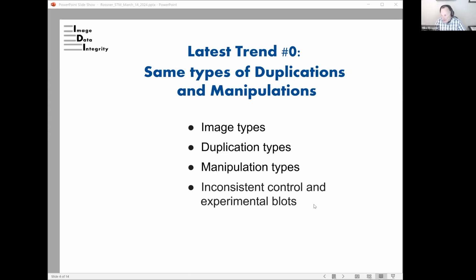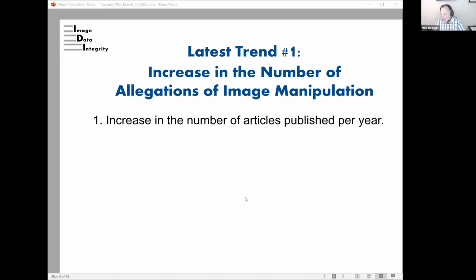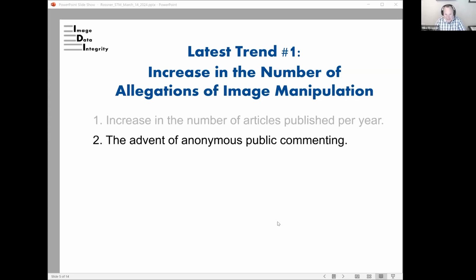One is spliced, one's not spliced, so the control is invalid. So that hasn't changed. But what has changed, and I now call it latest trend number 1, is the increase in the number of allegations of image manipulation over time, especially over the last 10 years. And there's a number of factors that are causing that increase. First is the increase in the number of articles published per year, especially low-quality articles published by predatory publishers. Second is the advent of anonymous public commenting. This isn't actually all that new. PubPeer came online a dozen years ago now in 2012.